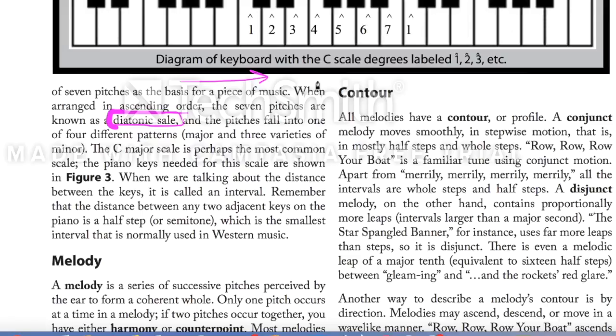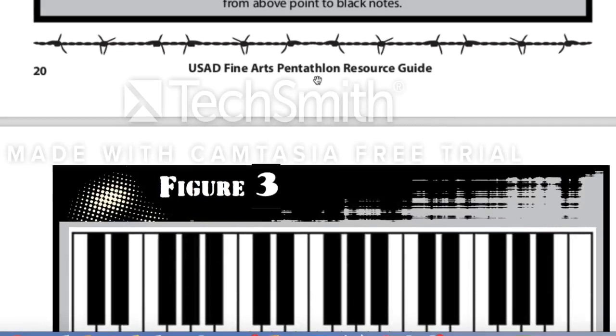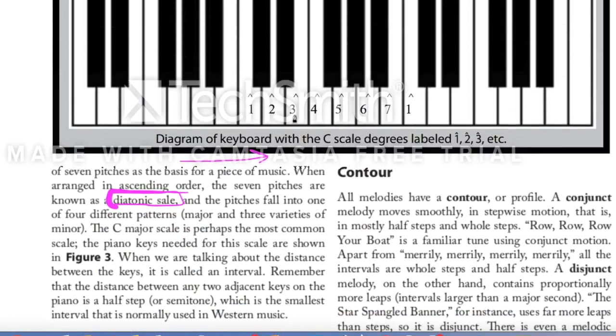The piano keys needed for this scale are shown in figure 3. This is figure 3. So do, re, mi, fa, sol, la, ti, do, or C, D, E, F, G, A, B, C. Do not touch any of the sharps or flats. Just go from C to C. That is a diatonic scale. Major and 3 varieties of minor.